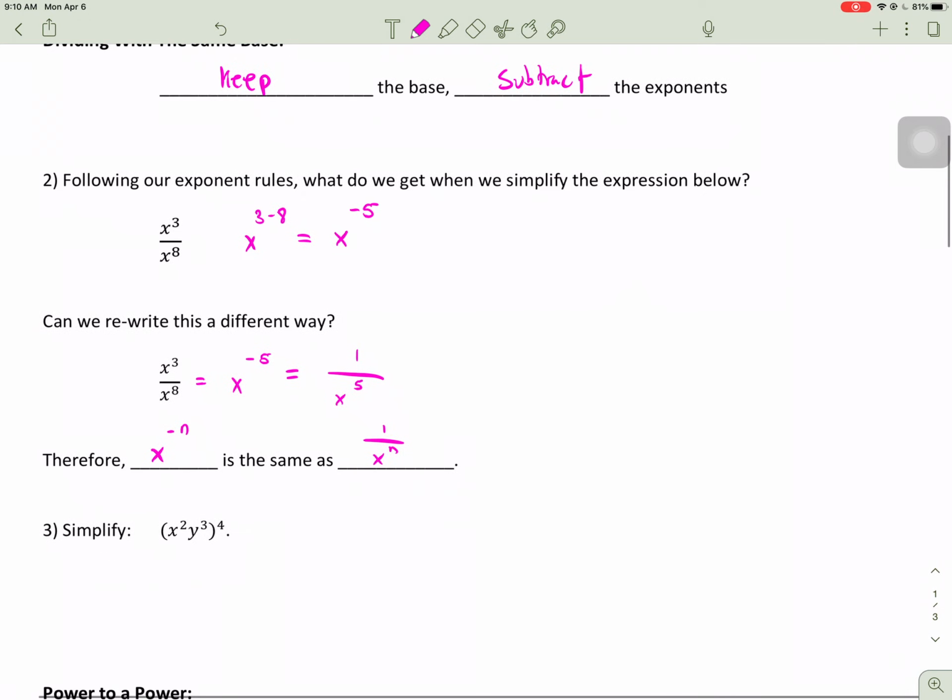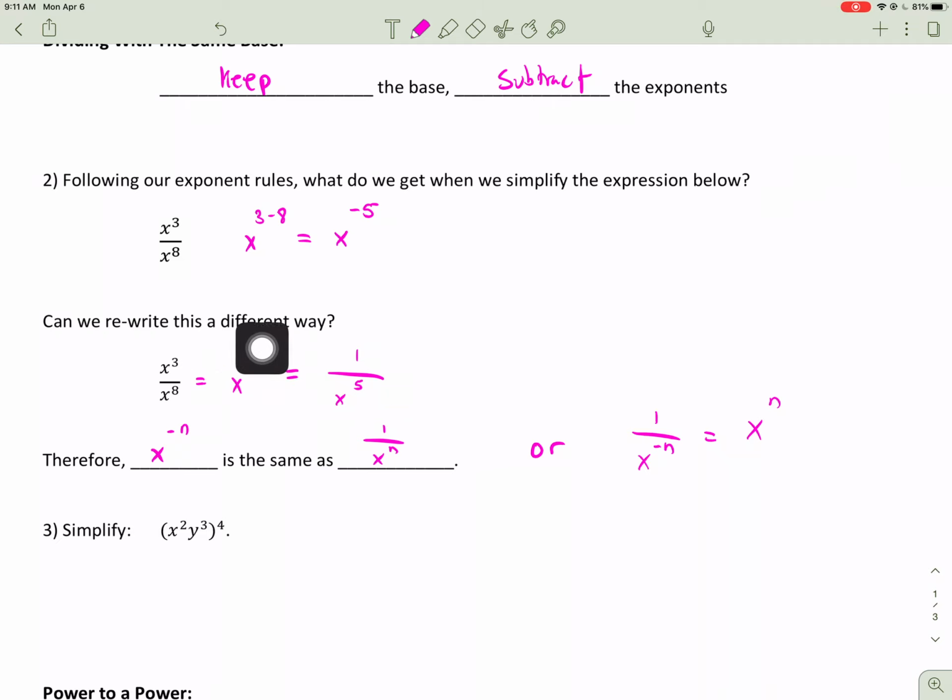Now keep in mind, it also works the other way, where 1 over x to the negative n is equal to x to the n. If you flip the location of the variable, it changes the sign of the exponent.